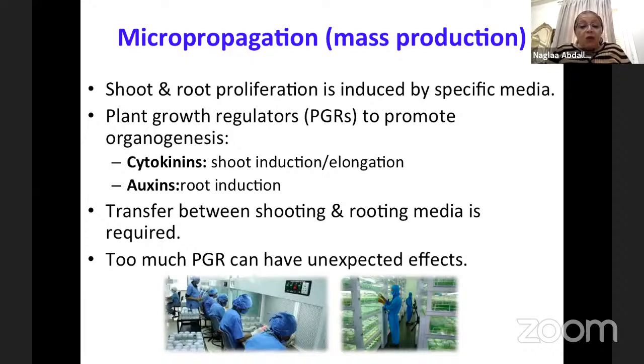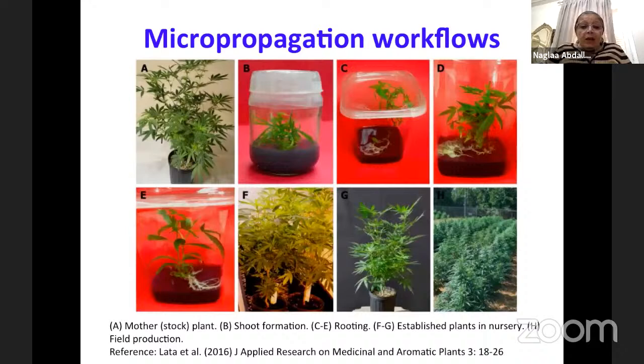We should avoid using an excessive number of plant growth regulators, because this will cause us a problem, like somaclonal variation. This is an undesired feature in tissue culture, unless we do it on purpose to have mutation. So these are the different steps. We have the mother plant, we have to have a shoot from it and root, and to have mass production of this plant, we can cultivate it later in the open field or in the greenhouse.